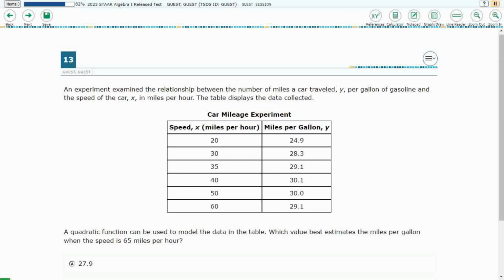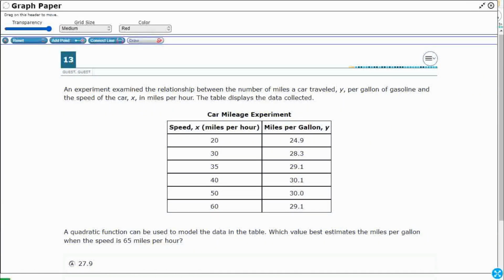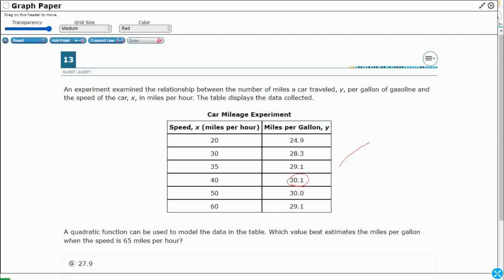Alright, so we've got an experiment. We've got some x's and some y's about the speed. We've got the miles per gallon here. And if we take a look, it does look like our y value is increasing as the x value is increasing. It hits a peak right there, and then it goes down. It looks like we've got that peak of about 30.1. So that does look like it's going to be a quadratic. They do also give that to us.